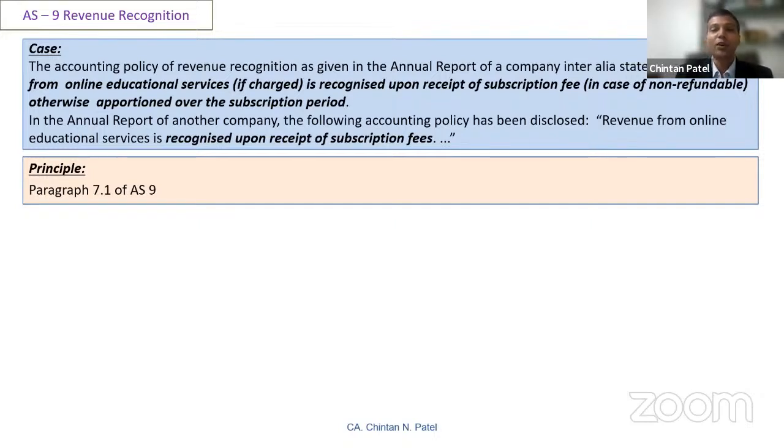Let us look at a few companies, how they are disclosing or how they disclosed earlier about revenue recognition. It mentioned that the revenue from online educational services, if charged, is recognized upon receipt of subscription fee in case of non-refundable, otherwise apportioned over the subscription period. So basically, just look at this sentence.